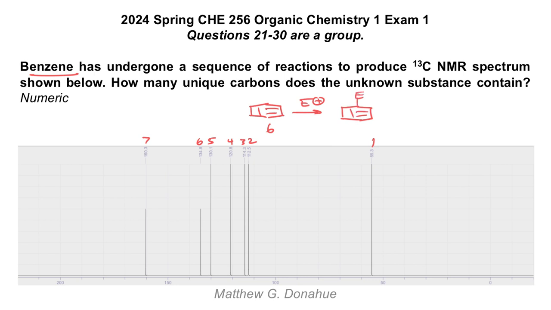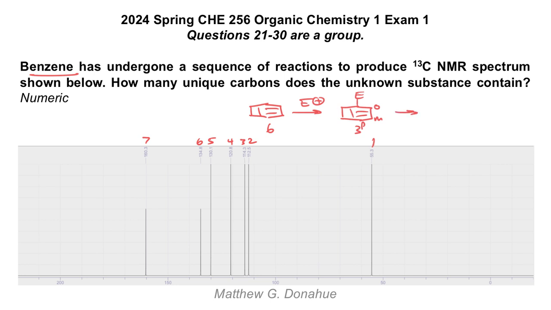So now you have a monosubstituted benzene. Depending on what that electrophile is, you may have added a carbon or not. So now what you've done is increase the uniqueness of the monosubstituted ring. So now you're up to 3 unique carbons due to the symmetry. You have the ortho, the meta, the para.